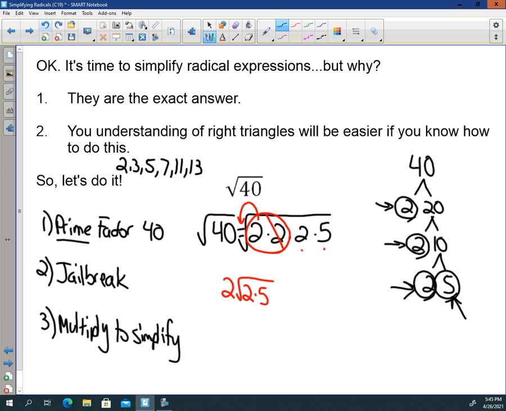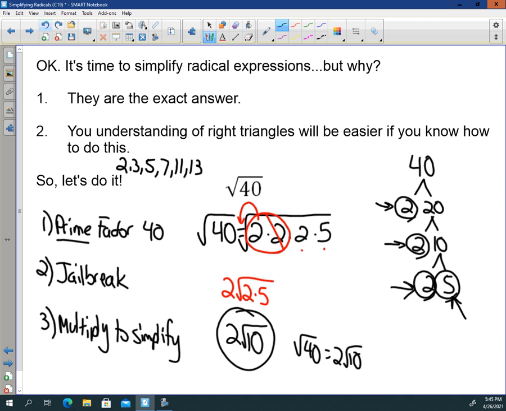So notice that we have this 2 on the outside, that stays out. And then 2 times 5 inside this radical, which is 10, and that is done. The square root of 40 and the 2 times the square root of 10 have the exact same value. And if you plug those into a calculator, you're going to get the exact same decimal expression. It's just that 2 times the square root of 10 is the exact simplification of square root of 40. It's not an approximation of the answer, it's the exact simplification.